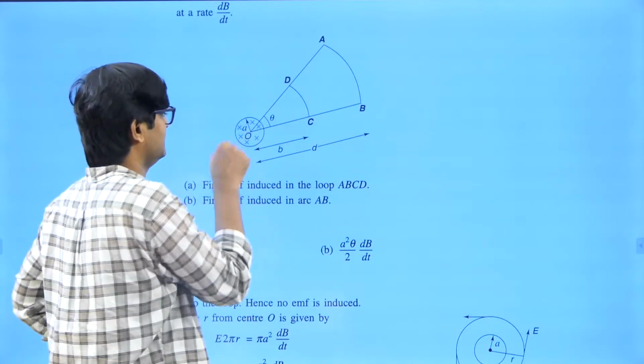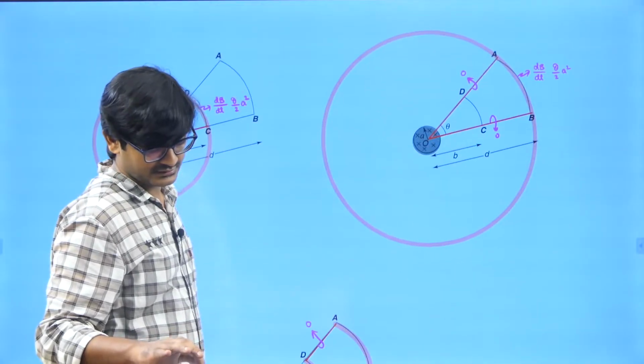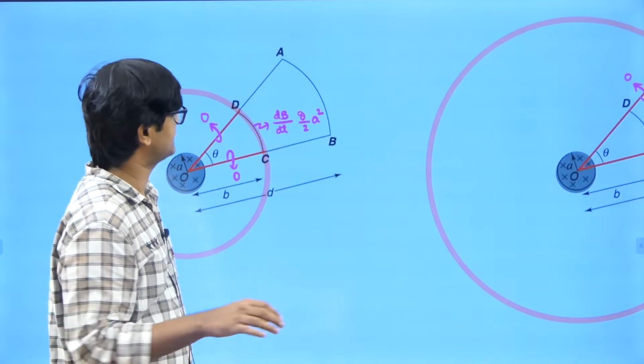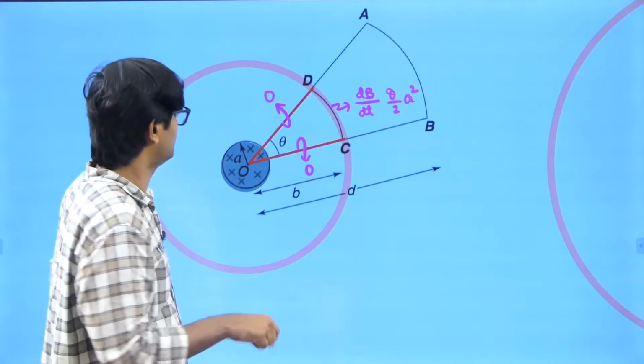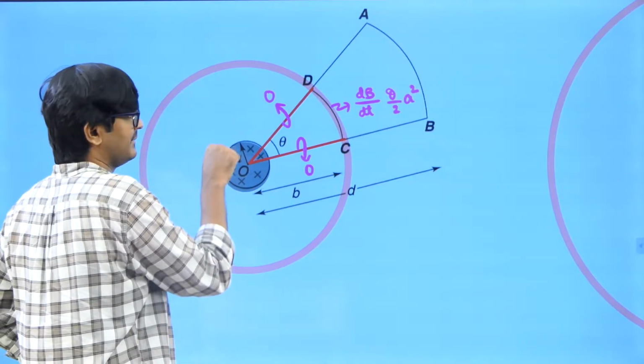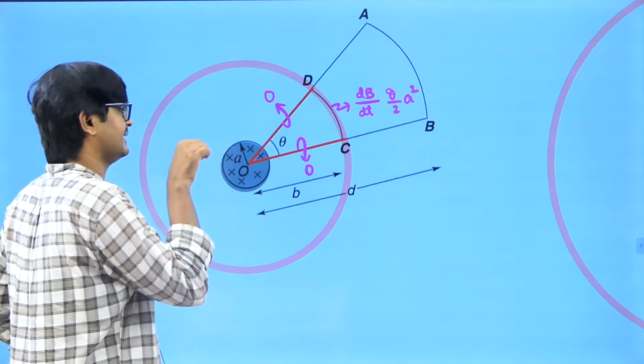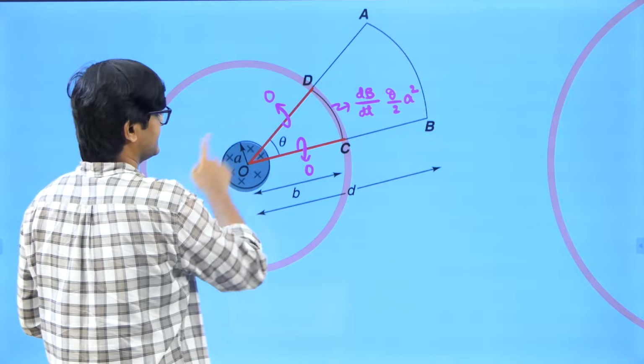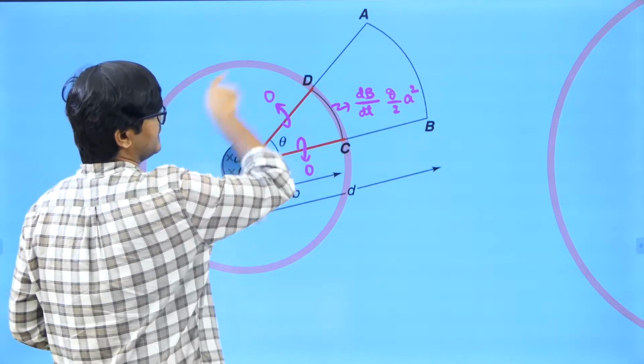Okay, let me see what I have done. I think I didn't do anything. So let us assume the magnetic field is increasing. If the magnetic field is increasing, then the induced electric field will be in this direction. So the induced electric field lines will be concentric circles.